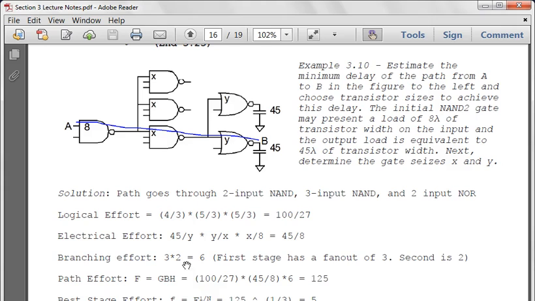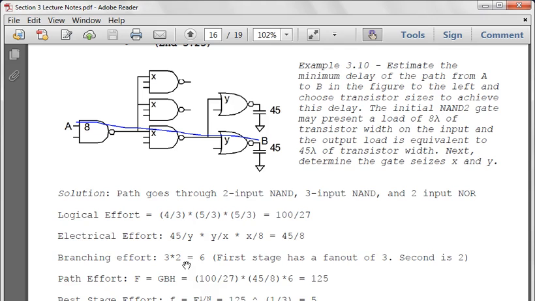So the next thing we want to do is calculate our parasitic delay using that table that we derived earlier. 2 for the 2-input NOR gate, 3 for the 3-input NAND gate, and 2 for the 2-input NAND gate. So it becomes 2 plus 3 plus 2, and it becomes 7.